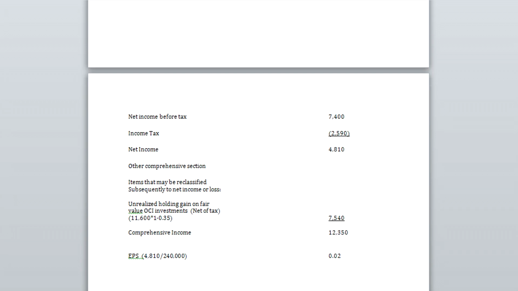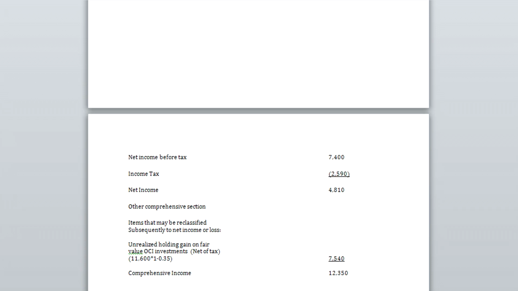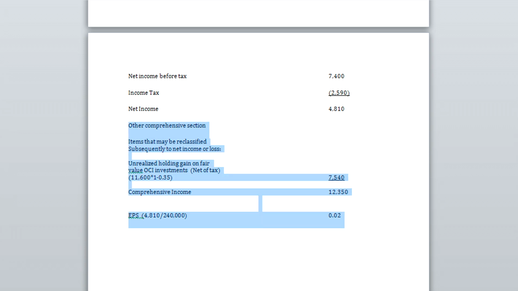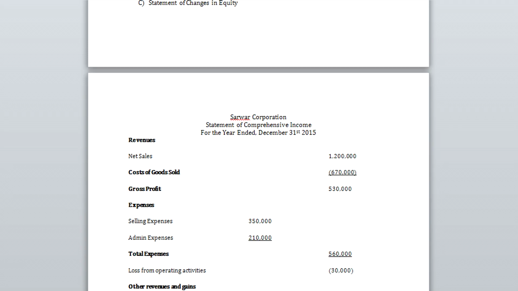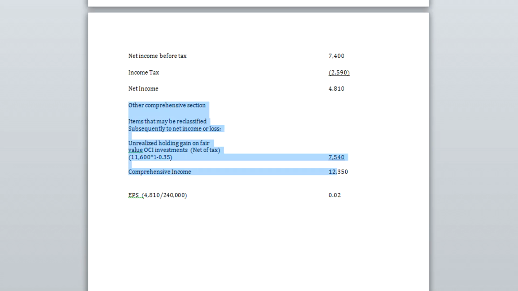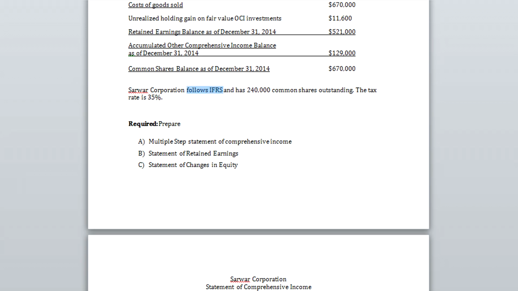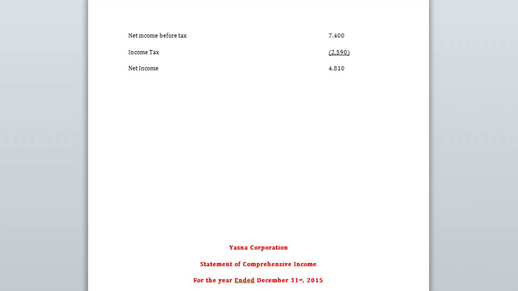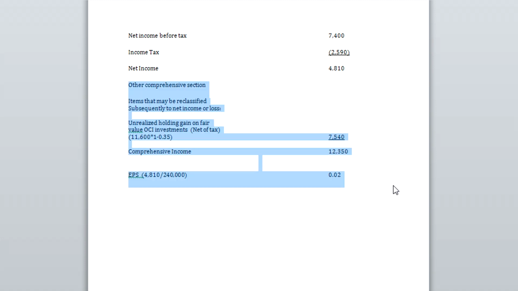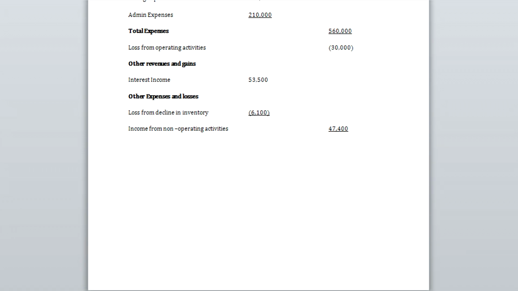This is the full statement right here. So, virtually the same as any regular multiple step income statement. However, we add this other comprehensive income section at the end. And we have to remember that since it's IFRS, we include other comprehensive income and we include earnings per share. If, for example, that said ASPE right there, then we would end the statement at net income. We would actually delete all that under ASPE. But it's IFRS, so we cannot delete it. It has to stay. All right, so that's the statement of comprehensive income.